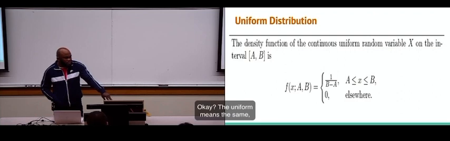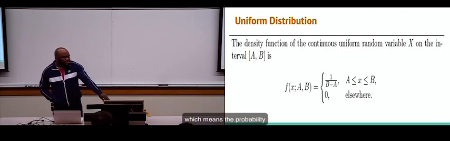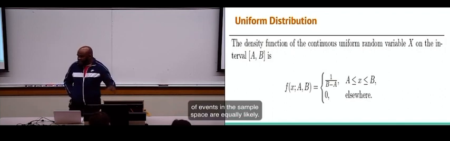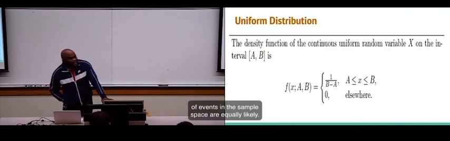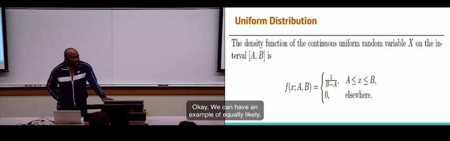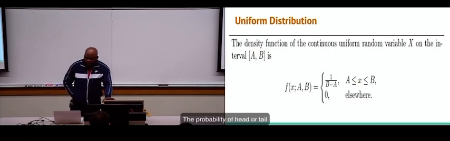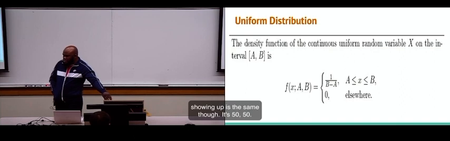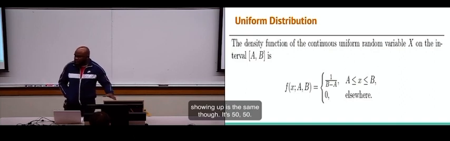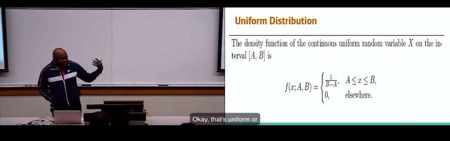Okay, the uniform means the same, so which means the probability of events in the sample space are equally likely. Okay, we can have an example of equally likely. When you flip a coin, you got two sides in a coin. The probability of head or tail showing up is the same. It's 50-50. Okay, that's uniform.